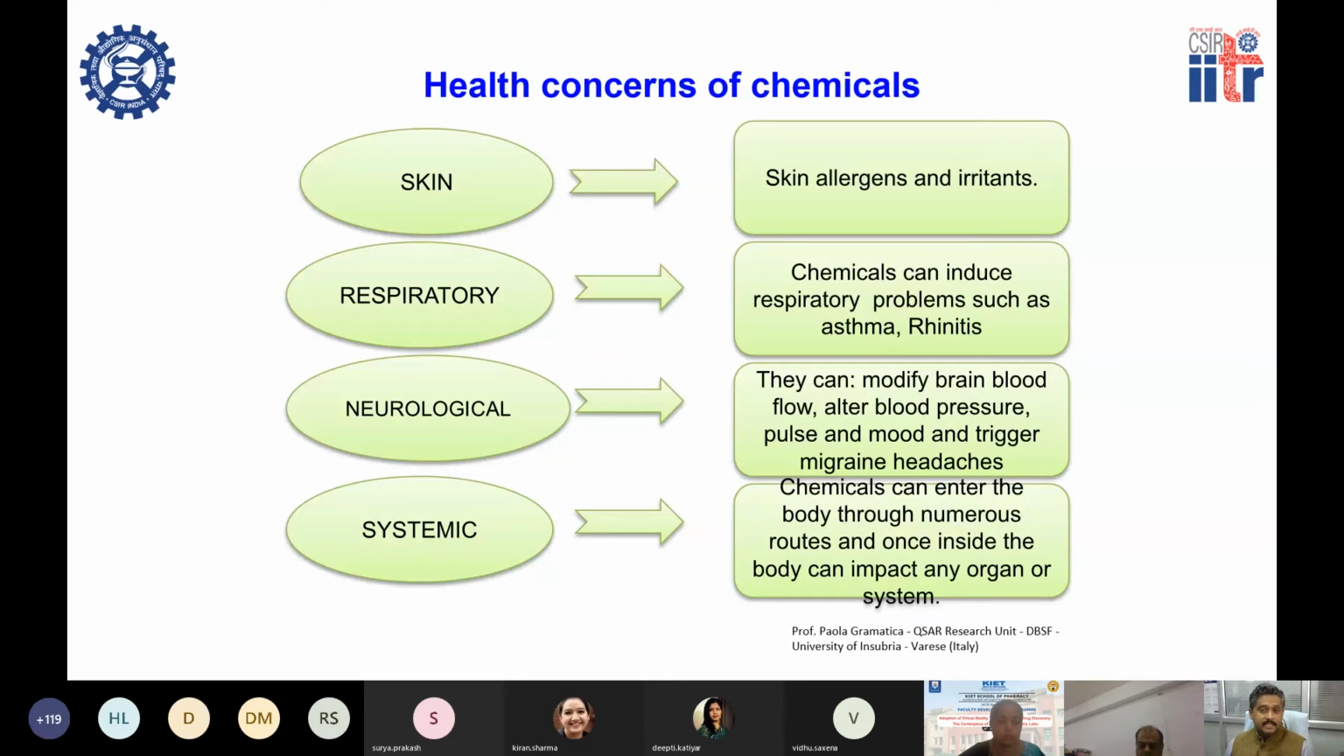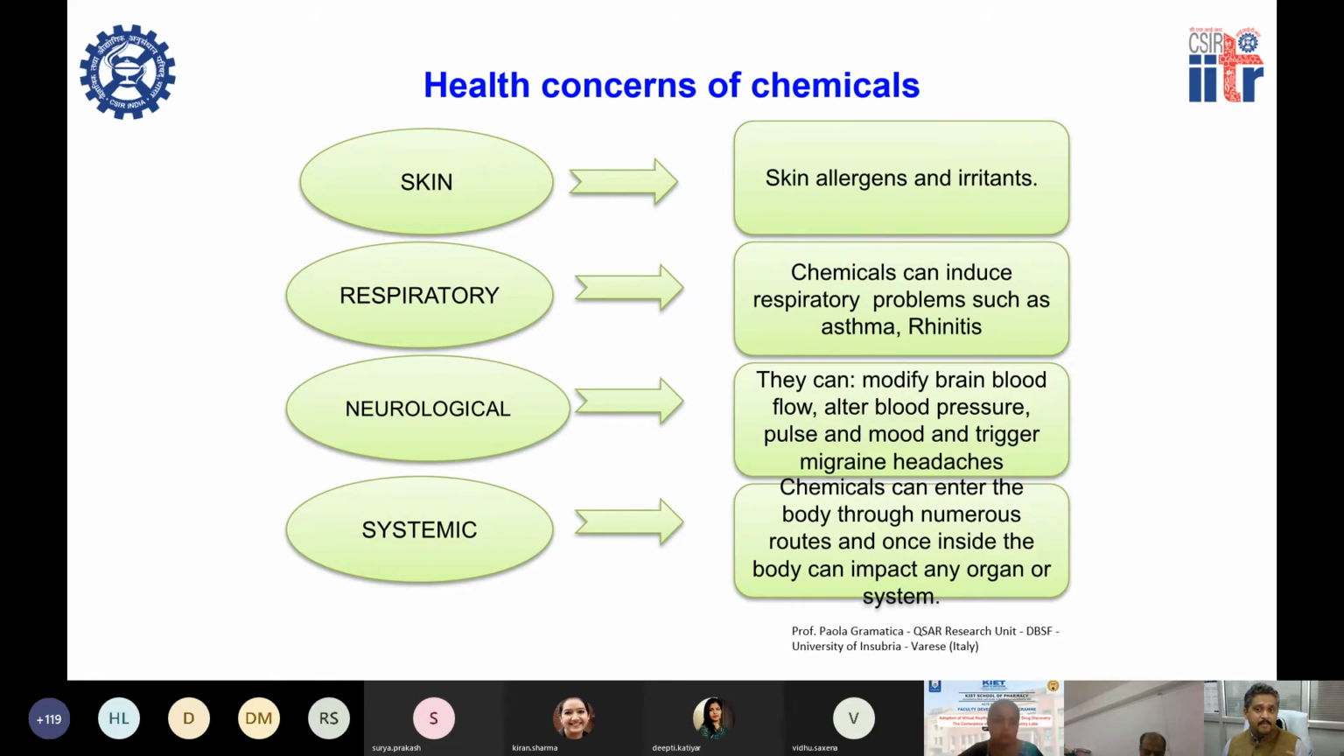So the health concerns of chemicals include skin allergens, irritants, and also respiratory damage, neurological impact, and various systemic toxicities. So we thought of developing several models. We can develop a skin sensitivity predictive model, and some of the respiratory predictive models we have also started developing, and neurological models we also developed, and systemic models we are currently working on developing.